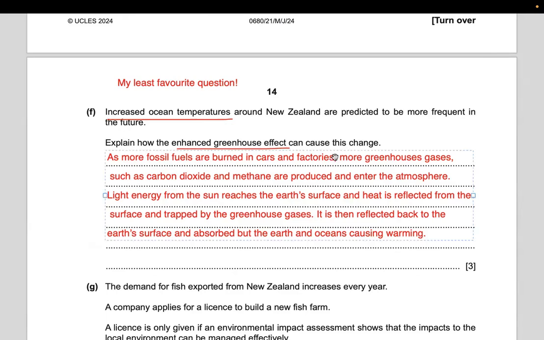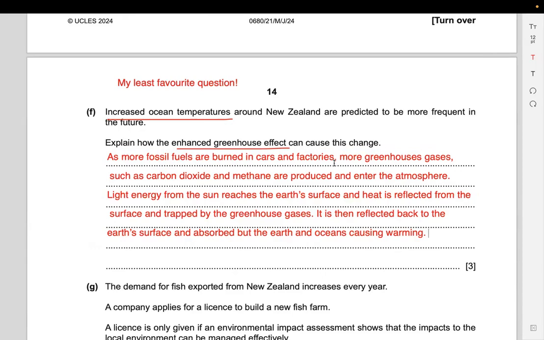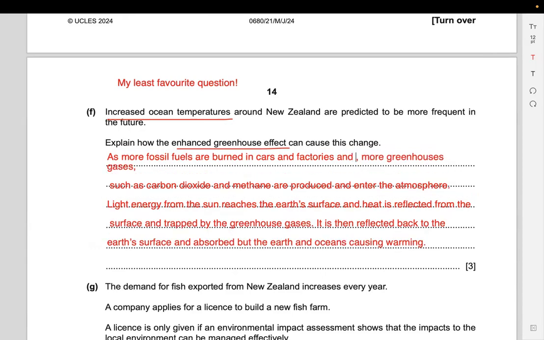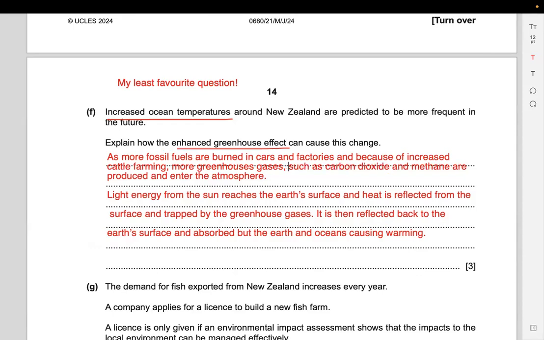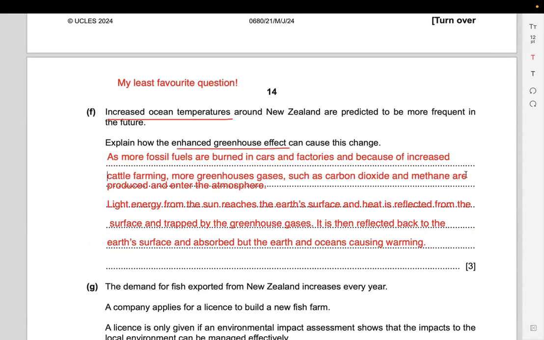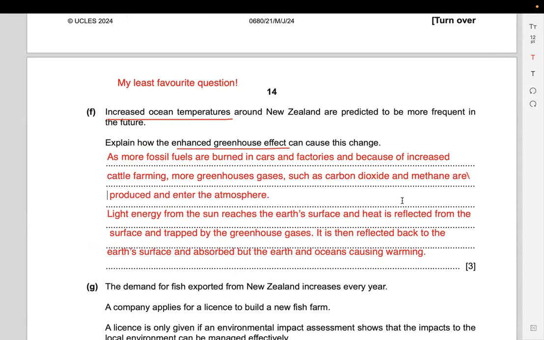You could have put amorphous and because of increased cattle farming. So cows giving off methane is probably a better answer, but I don't think that's even on the mark scheme in this case. But trouble is, you don't really know what's definitely going to be on the mark scheme, so it kind of doesn't hurt.